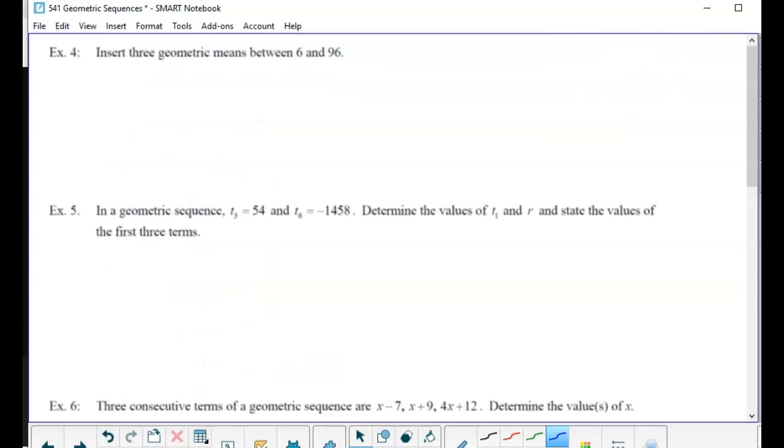Take a look at the next one. It says insert 3 geometric means between 6 and 96. So we talked about arithmetic means. Basically, it's just the missing numbers between them. Geometric, it just tells you that you are dealing with a geometric sequence. So this would be, okay, we have 6 and 3 missing in between, and then 96.